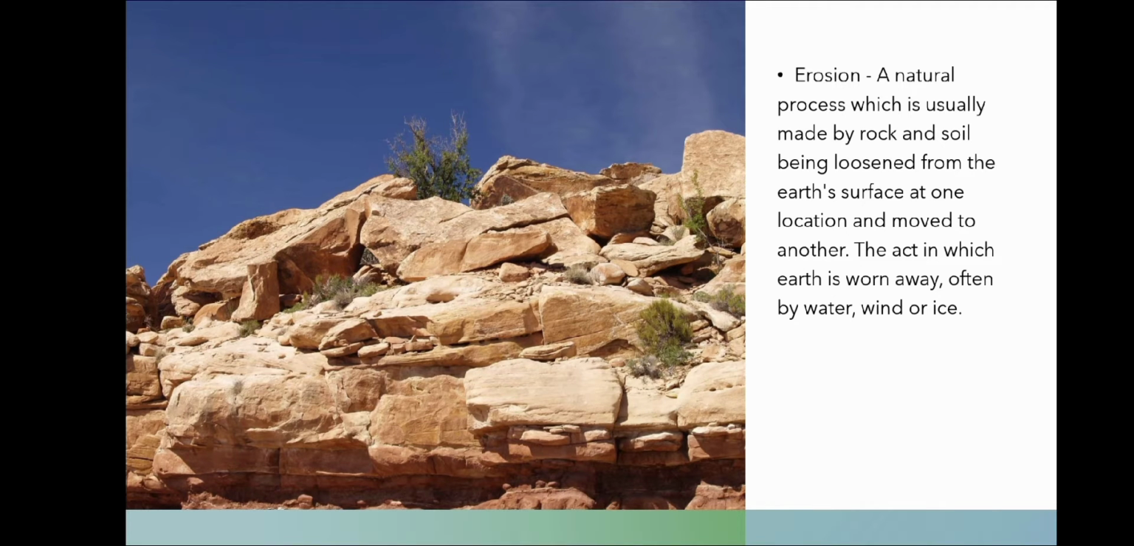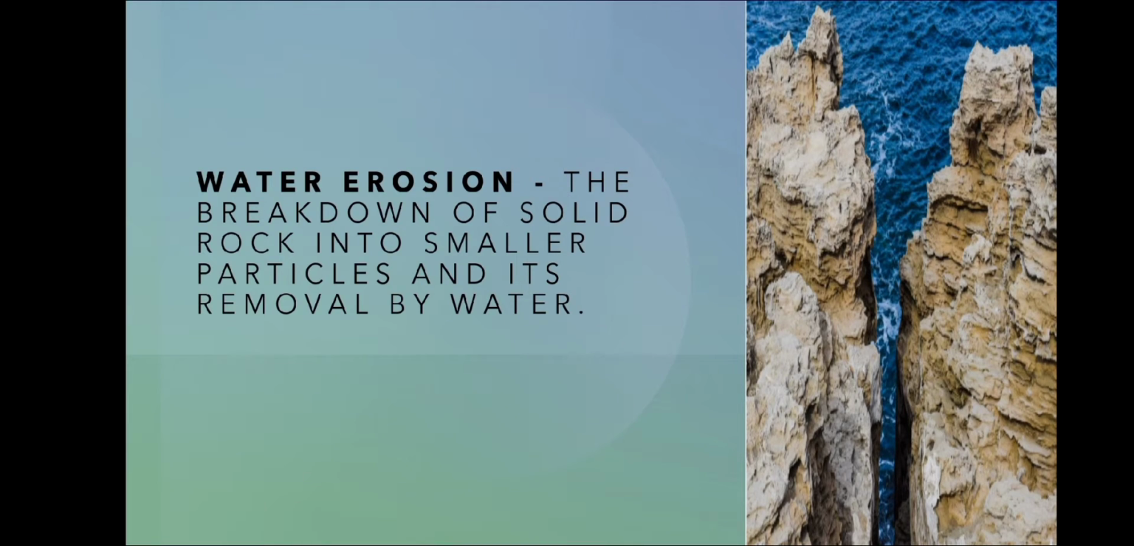Erosion is a natural process which is usually made by rock and soil being loosened from the earth's surface at one location and moved to another. So rain, wind, streams, these are the agents of erosion. Erosion involves removal and transport. Water erosion is the breakdown of solid rock into smaller particles and its removal by water. So moving water is a major agent of erosion.